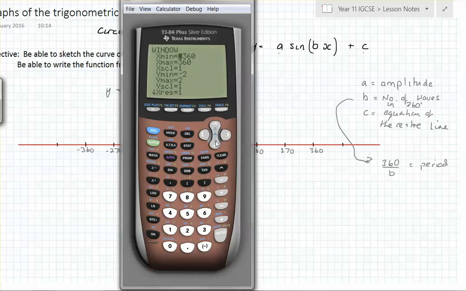I've got minus 2 to 2, but actually it could just as easily be negative 1.2 to 1.2, that would fill the screen nicely. Okay, and then put the equation in. Just press your sine button, sine of x. Press graph.